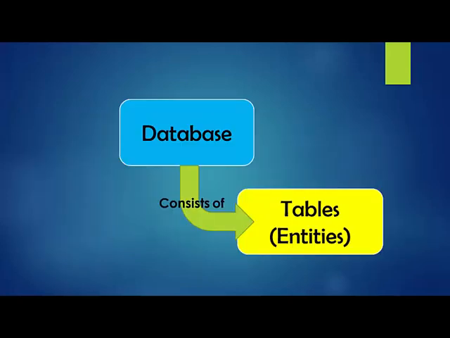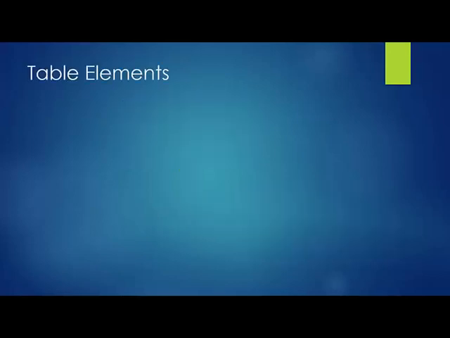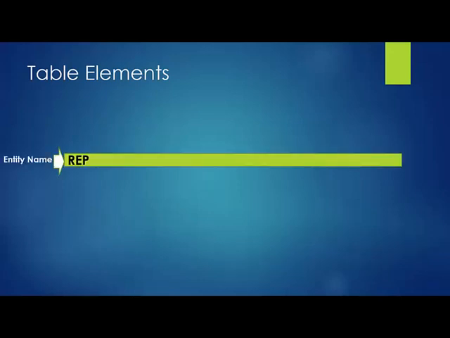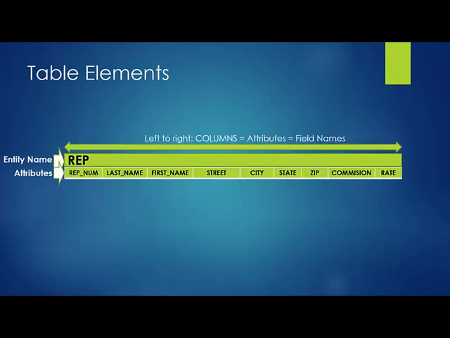In the database world, tables are often referred to as entities because each table should be about a single idea or entity. Each table contains related data which are separated into columns and rows. Each table starts with the table name or entity. The entity then contains attributes or column headings which represent field names. Columns go from left to right and are the first row in a table.